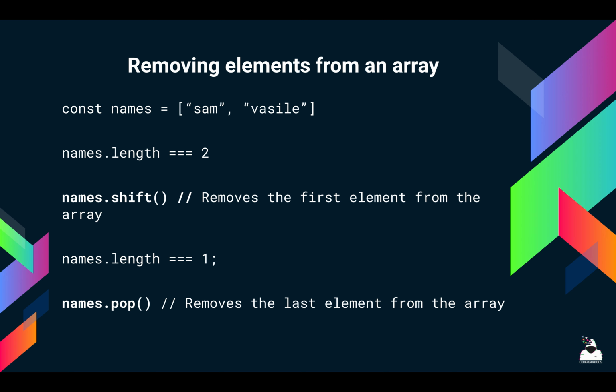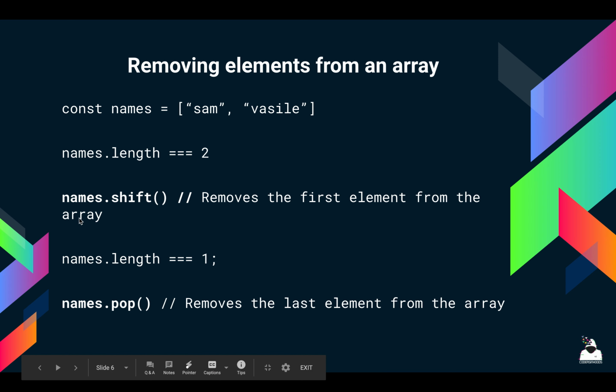Now, does anyone know what shift and pop return? So functions like this kind of do something, so they mutate the original array, and they often return something back to you. Does anyone know what they might return, or just have a guess? They return an array. It would return an array. So what would be inside that array?